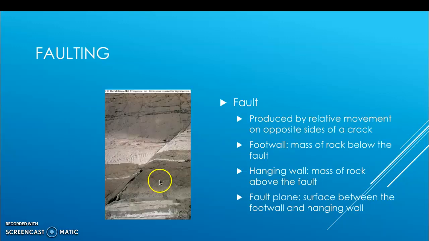So in this case, you can see if this is our footwall and this is our hanging wall, you can see how this is nice and color coordinated. So things dropped in this case. And we'll talk about what kind of fault that is here in just a minute.